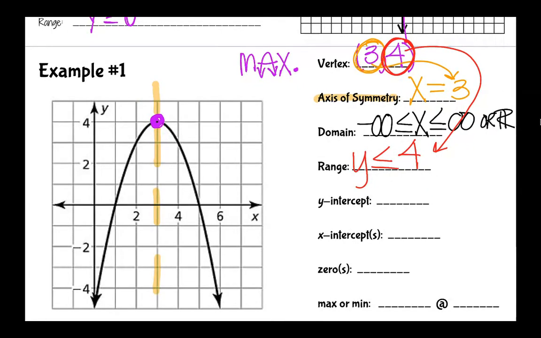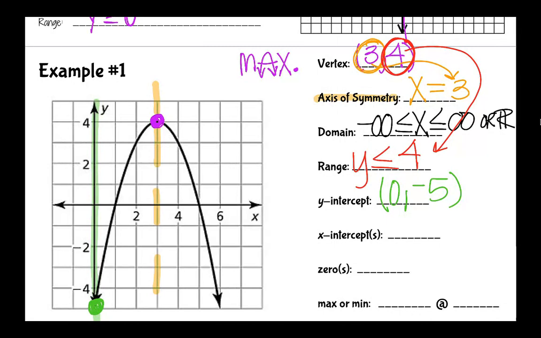Okay, then we're on to y-intercept. That's where it crosses the y-axis. And it looks like it's crossing right here. Kind of hard to see, but there it is. Y-intercept would be over 0, down -5.